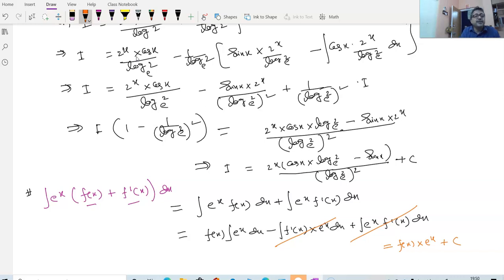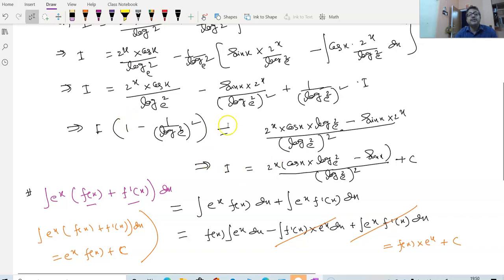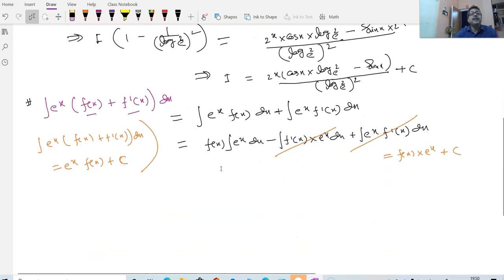So by now you can treat this one as a formula: whenever e to the power x into f(x) plus f dash x is there, the answer will be e to the power x into f(x) plus c. For MCQ, you'll just write this as the answer, e to the power x into f(x). But if it is a descriptive question, at least you need to mention which one is f(x) and which one is f dash x.